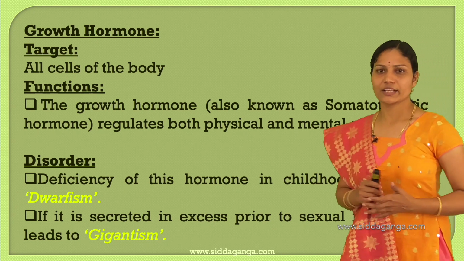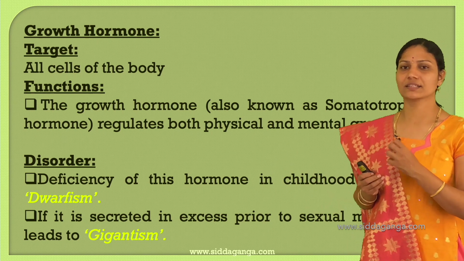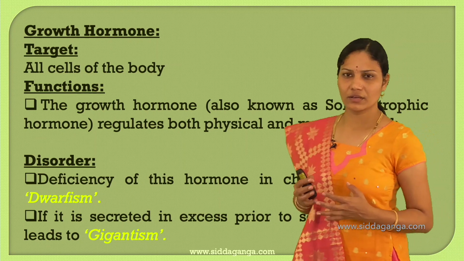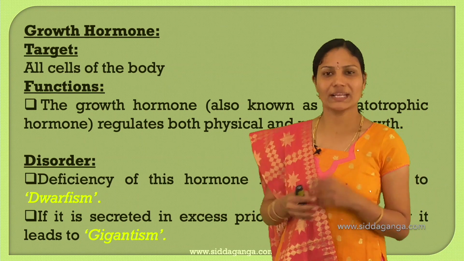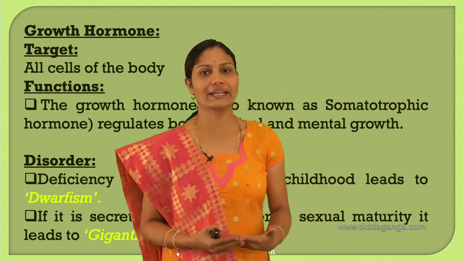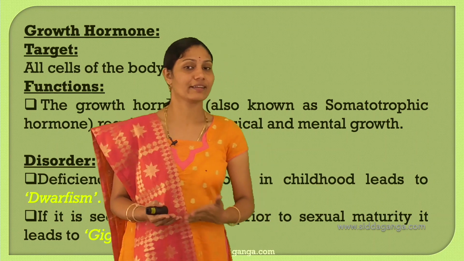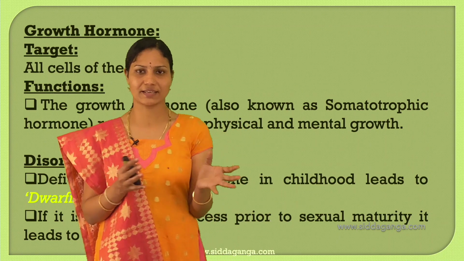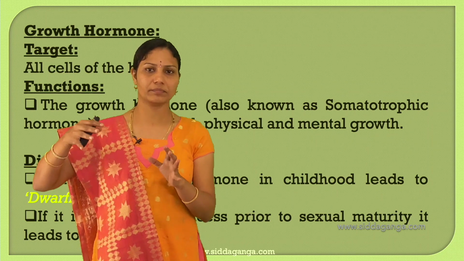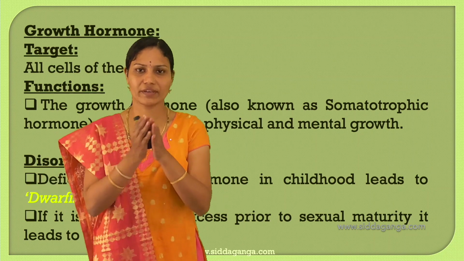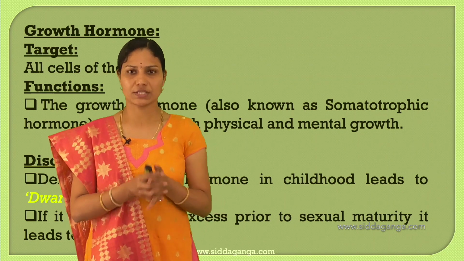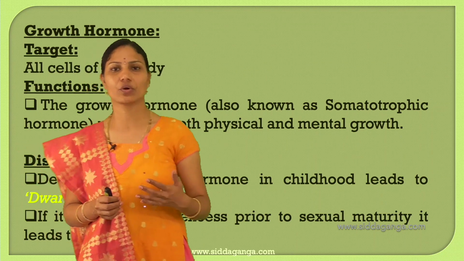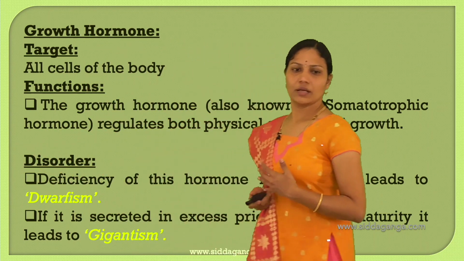So let's move on to the other topic, that is the disorder. Disorder is dysfunctioning, or what happens if it is not secreted in a proper quantity, what happens if it is secreted in excess, what happens if it is secreted at a different period of time, not actually when it is required to. So this is all we study under the dysfunctioning or disorders.